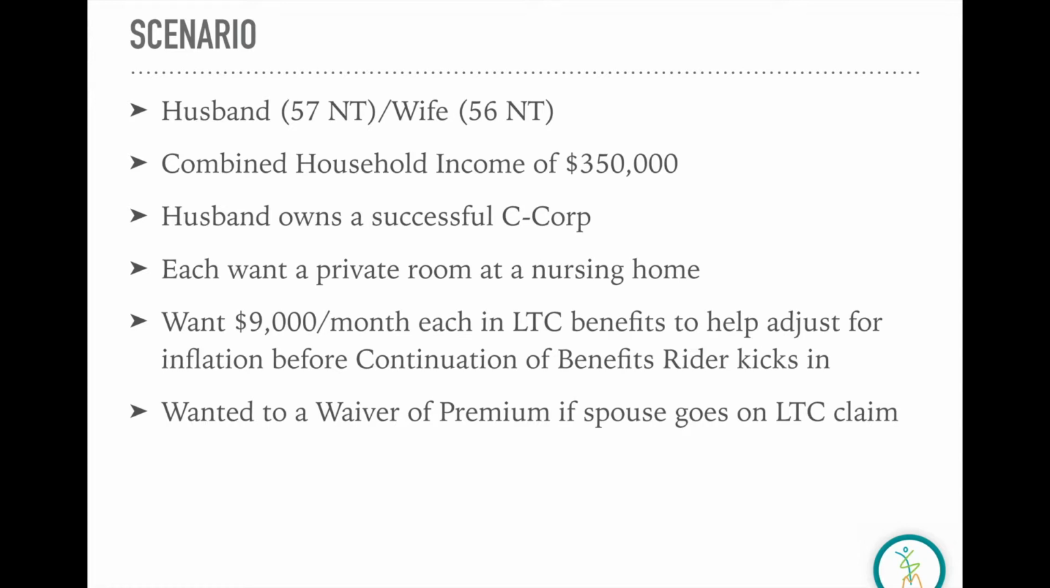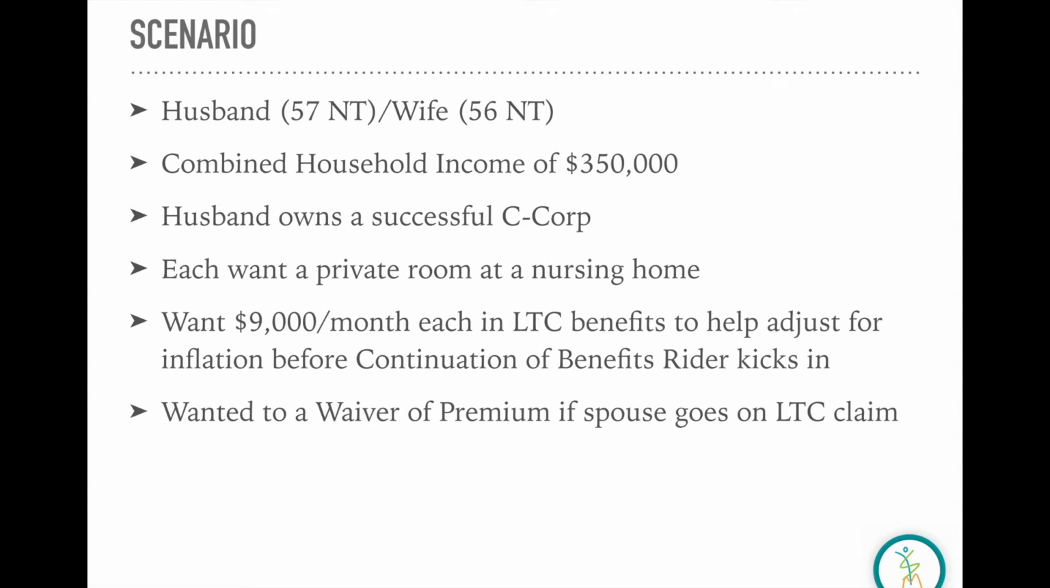They each are going to want a private room in a nursing home, and because they're a little bit younger, they want to plan for inflation, so they're going to recommend $9,000 a month each in long-term care benefits. And that's, like I mentioned, going to provide that inflation protection before the continuation of benefits rider kicks in, as well as if a spouse goes on long-term care claim, they wanted a waiver of premium.